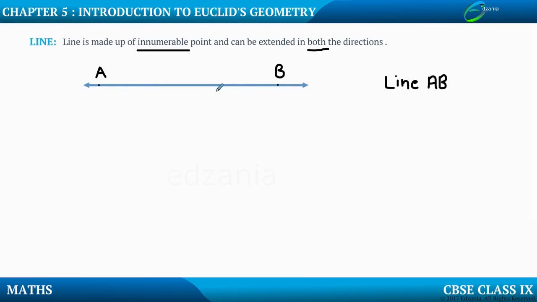So line can be named in 2 alphabets, 2 capital alphabets you can say. But there is one more way to name a line. What you can do is, you can use a small alphabet over here. Say for example, small alphabet L. Now, this line can also be called as line L. So there are 2 ways to name a line. You can name a line by 2 capital alphabets, or you can name a line by 1 small alphabet. So let me take one more example of a line.